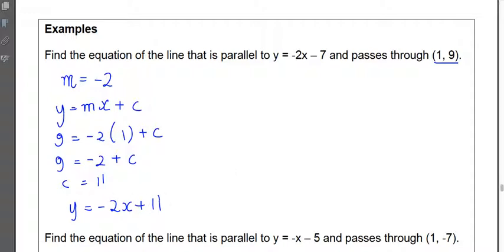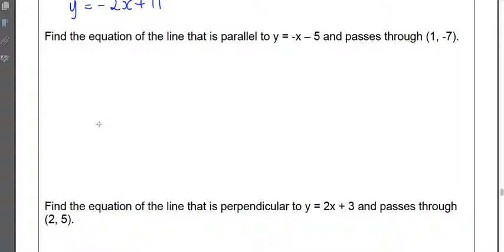This line here is parallel to that original one, negative 2x minus 7. We can see it is because it's got the same gradient. But the other condition was that it needed to pass through this point over here, 1, 9. So if I put those coordinates back into this rule, if I put 9 here and I put 1 there, this equation must work, which you can see it does because we've just solved C. So it will work.